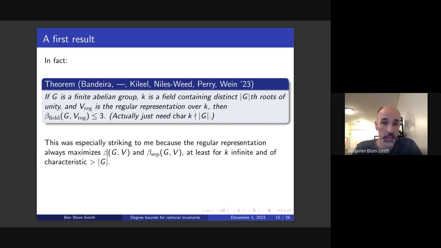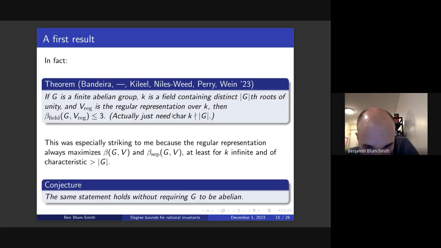I was particularly struck by this because, in general, at least when K has characteristic 0 or bigger than the group order and is infinite, the regular representation always maximizes both beta and beta sep, the classical Noether number and the separating Noether number. So clearly something very different is going on in the beta field situation.